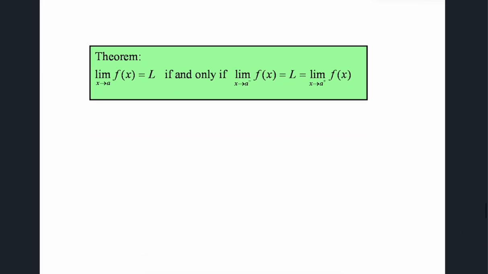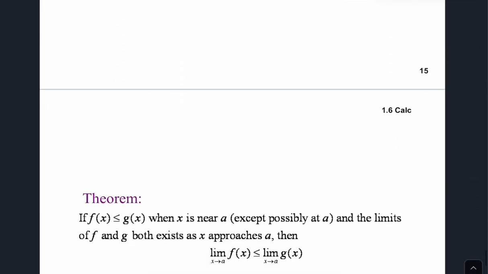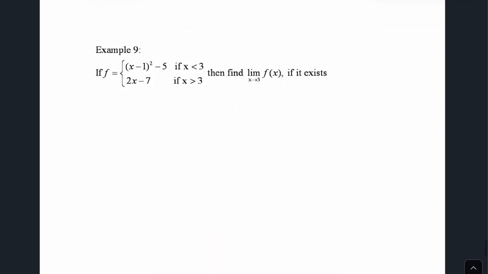What time are we living in? I want to see how much we got here. I think now is a good place to stop.